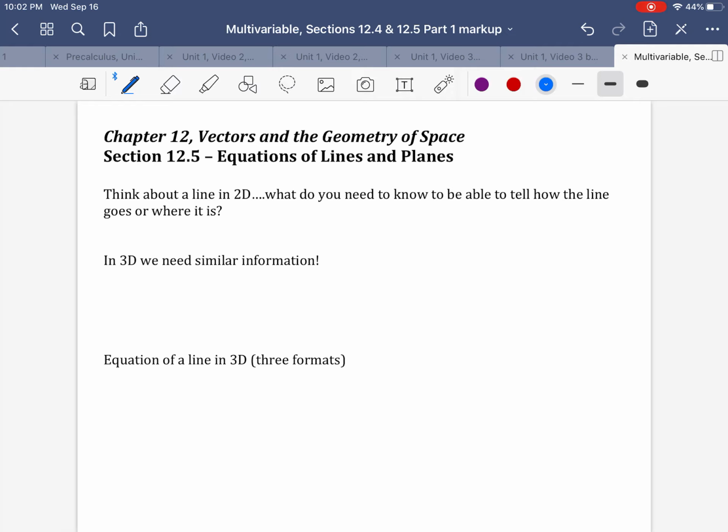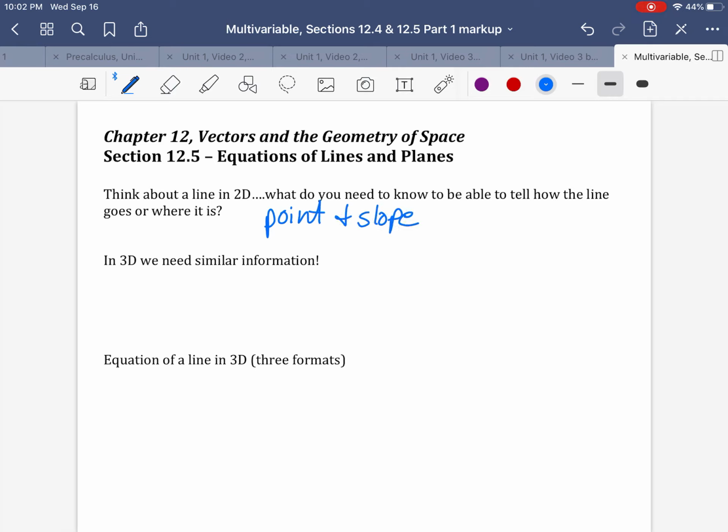So here we go. Think about a line in 2 dimensions. What do you need to be able to know? If you're trying to graph a line, you need to know 2 things about that line. You need to know a point, and the other thing you need is the slope, right? So you need a point and a slope to make an equation of a line. That's the same thing that you need in 3 dimensions. So I'm going to write point and slope here.